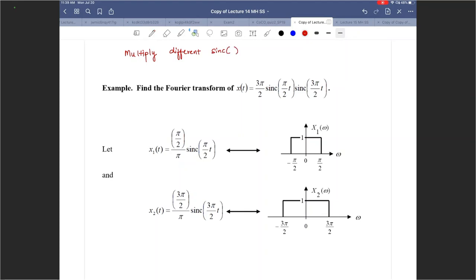So in the frequency domain, it should be different rectangles being convolved. Multiplying different sincs, the Fourier transform pair of multiplication is what? Convolution. Convolution of different rectangles. What is that? Trapezoid.